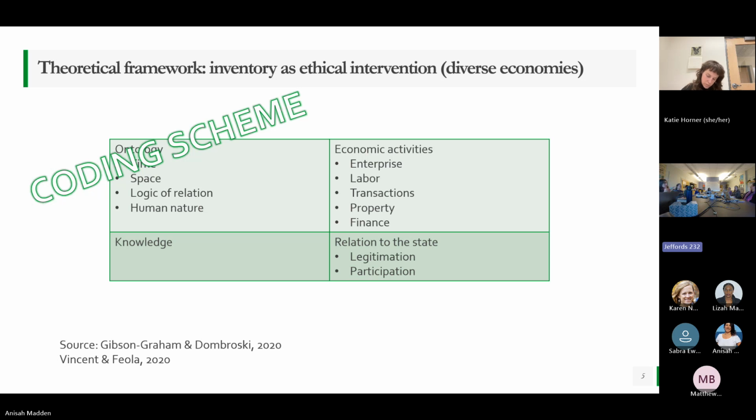This idea about diverse economies was really a critique of political economy, which I don't know if you know, political economy.